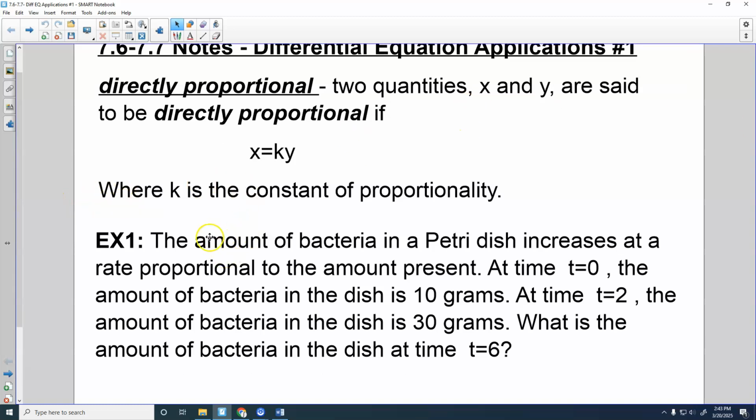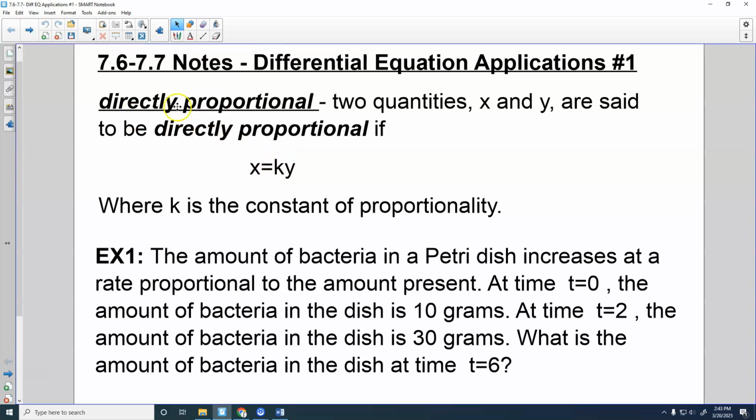So, this first one, we need to review quickly that if you see the words directly proportional, two quantities, x and y, are said to be directly proportional if x equals k times y, where k is the constant of proportionality here. So, I think we looked at this for something else. The best example of directly proportional would be if you're paid an hourly wage: the number of hours you worked and the amount of your paycheck, right? That should be directly proportional.